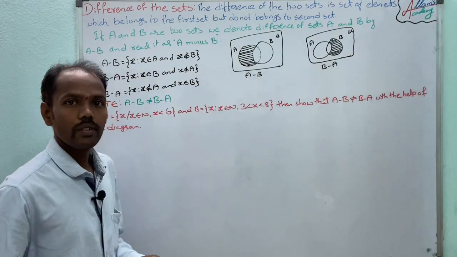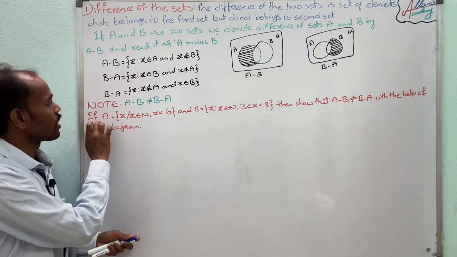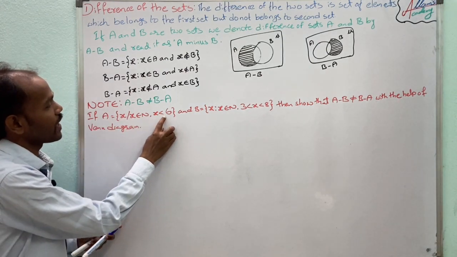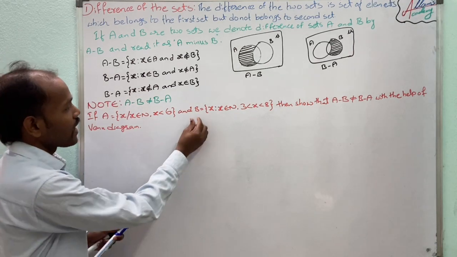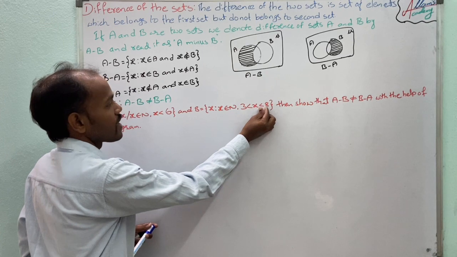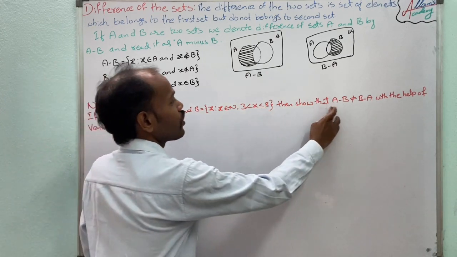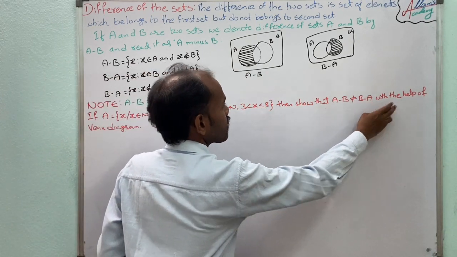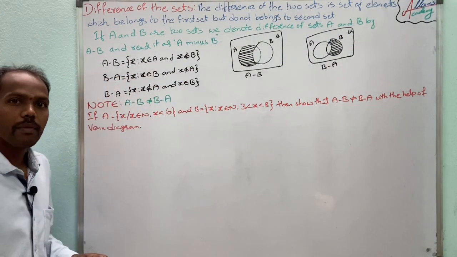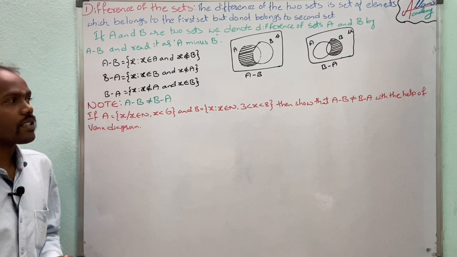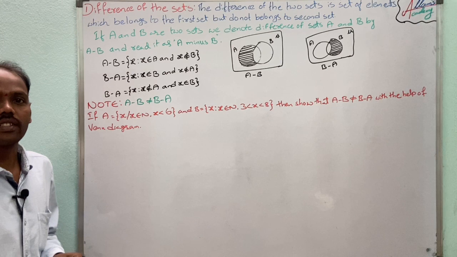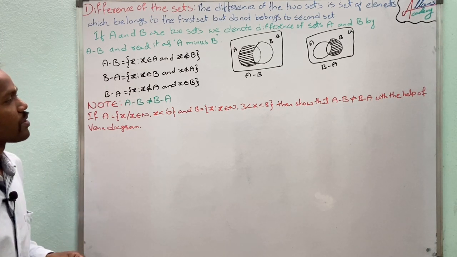Now if we observe another problem: if the set A equals {x such that x belongs to N and x is less than 6}, and the set B equals {x such that x belongs to N and 3 is less than x less than 8}, then show A minus B is not equal to B minus A with the help of a Venn diagram. So here this problem is also given in set builder form. So we will first write the given set builder forms in roster form.